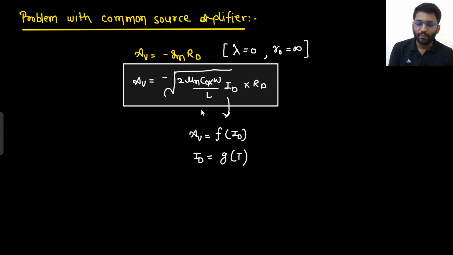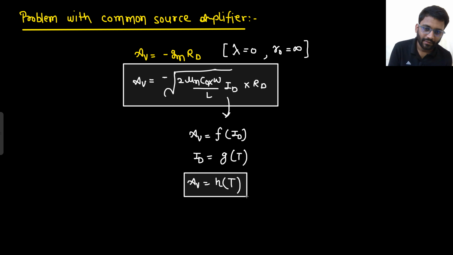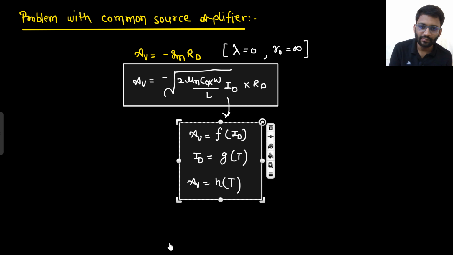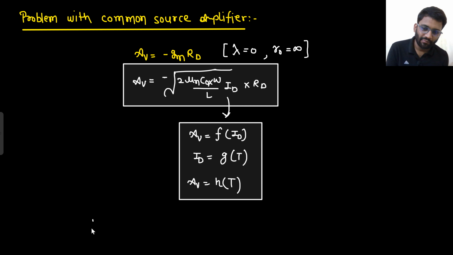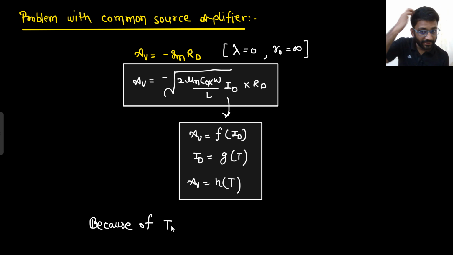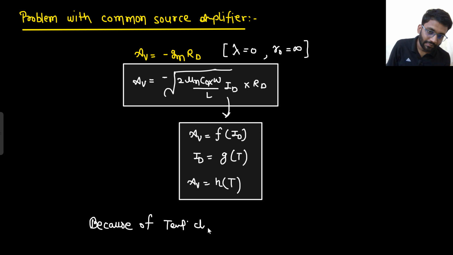And what else we can say? I hope you are remembering the formula of GM, because that is very important, right? So basically your AV is depending on temperature. And this is not what you want. Because of temperature change, the gain can change.